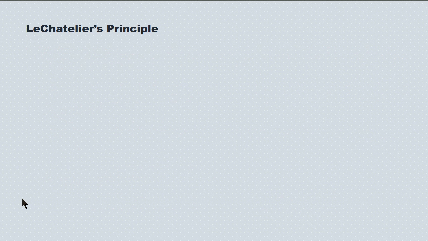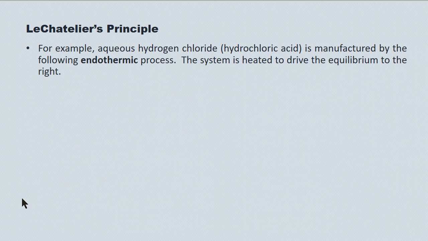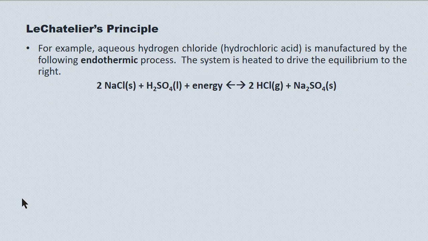And by way of example, aqueous hydrogen chloride is manufactured using an endothermic process. And we can heat that process. By heating it, we're, for all intents and purposes, adding a reactant, and the system will shift to the right to favor increased production of products.